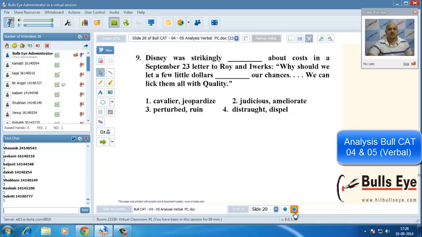Cavalier is the word which fits best in this case. Perturbed and distraught would mean he is very, very tense. If he had said something like, we'll not be able to meet them in our quality, then he would have been perturbed. But in the given case, he is definitely not perturbed. He is cavalier here.